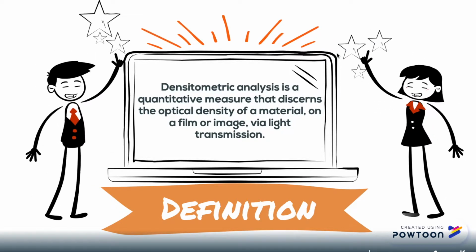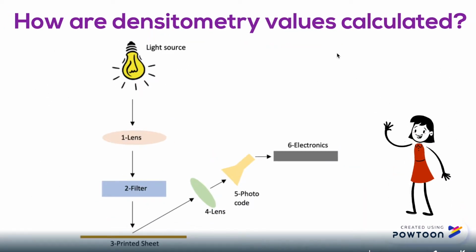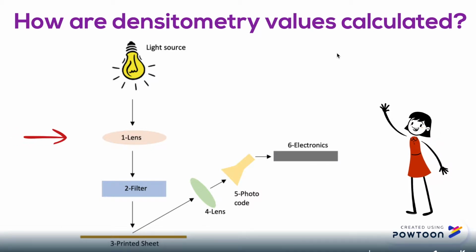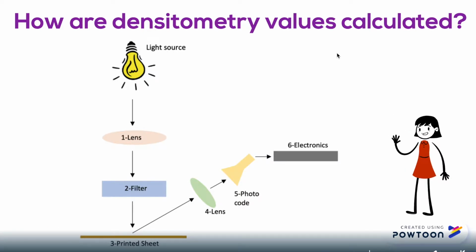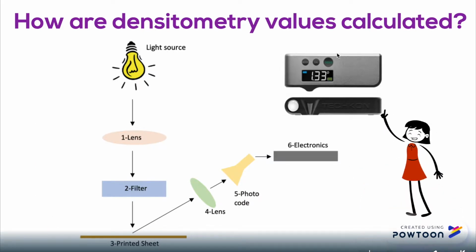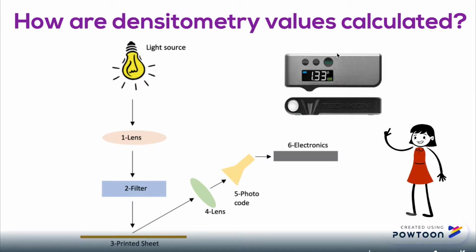So how are the density values obtained? Light rays from a light source are passed through a lens and a filter, which focuses specific wavelengths of light onto a printing sheet containing the Western blot image. Some of this light is absorbed and the rest is reflected. How much is absorbed or reflected depends on the thickness of the printed sheet and the nature of the ink.